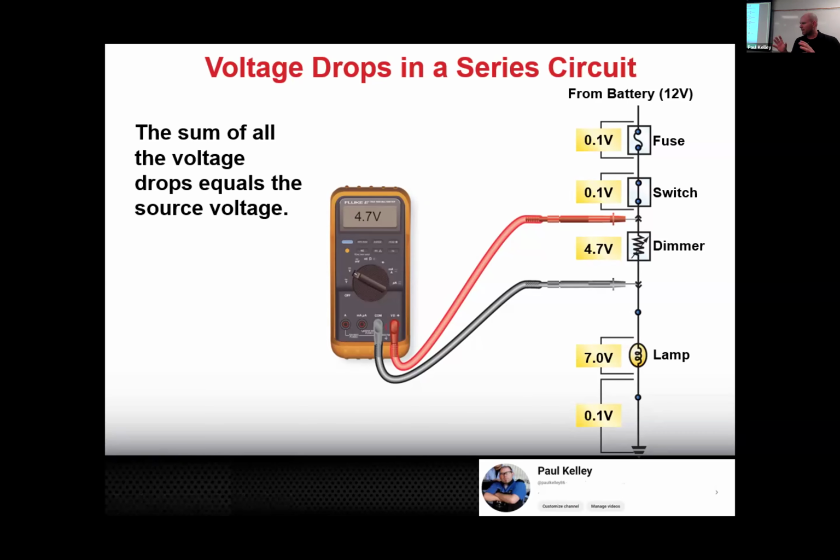Remember that previous page where we moved the 9 in front of and behind, it didn't make a difference. It still dropped 9 and the other one still dropped 3. So where the resistance is in the circuit doesn't change how much it drops. Now, there's another way we could have gone about that. But if I measure the voltage drop of the bulb and it's 7, and then I measure the voltage drop of the dimmer and it's 4.7 and it was supposed to be 0.1, I'm like, boom, there's my problem.